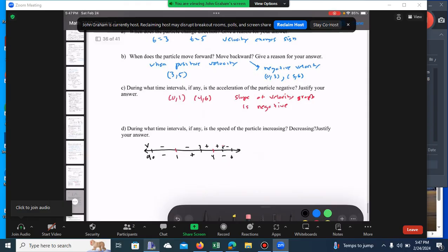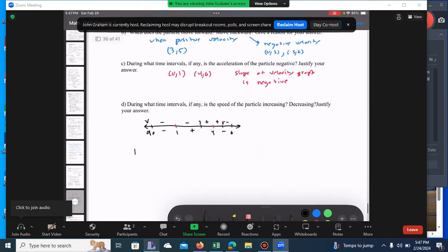So increasing: it's while they are the same sign. So 0 and 1 are different there. They're the same between 3 and 4. They are different here. They are the same between 5 and 6. Increasing between 1 and 3 and between 4 and 5.